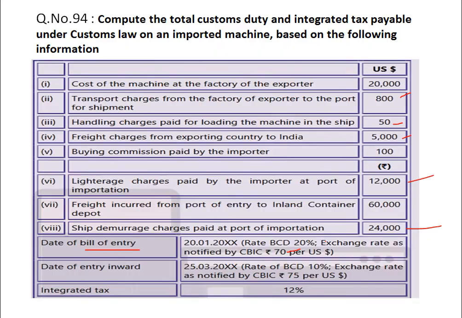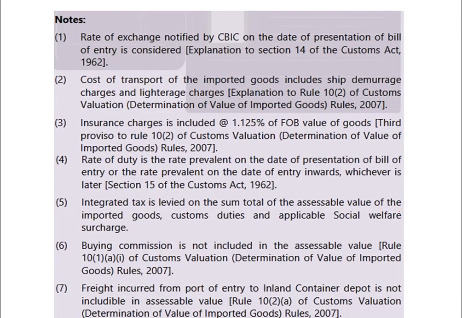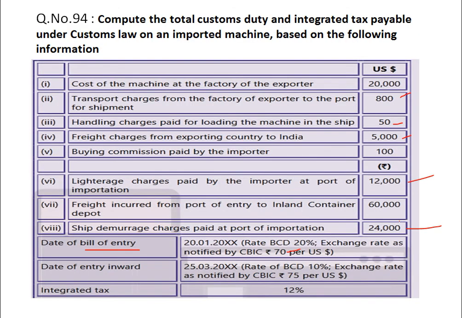One freight is not taken here. The freight incurred from the port of entry to the inland container is not taken. I think I mentioned it in the previous problem also. There are some notes here. Just read the notes, then it is clear to each one of you. This is all about the solution of question number 94. If the explanation is still not clear to any one of you, feel free to ask me. Thank you.